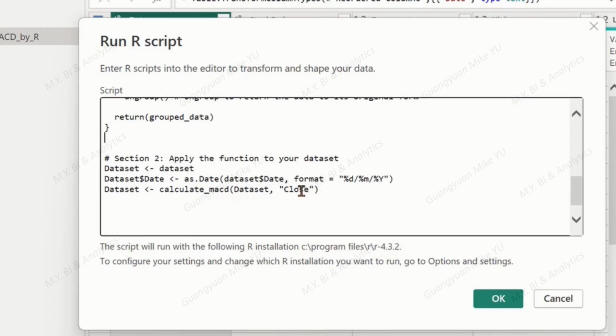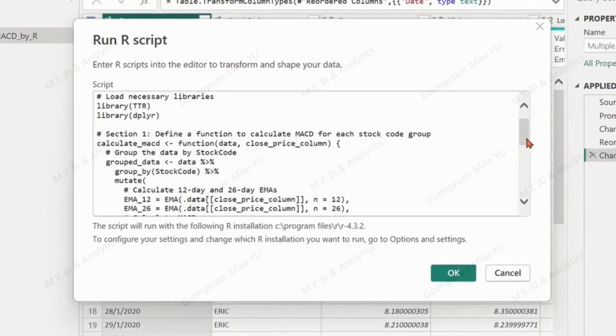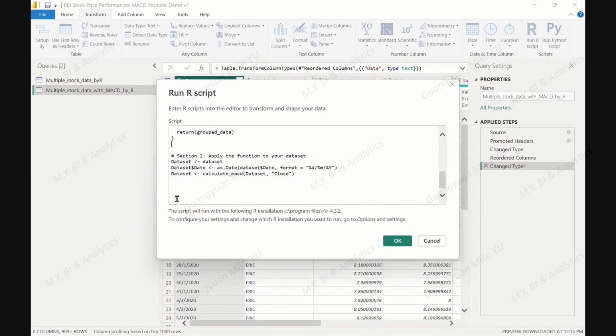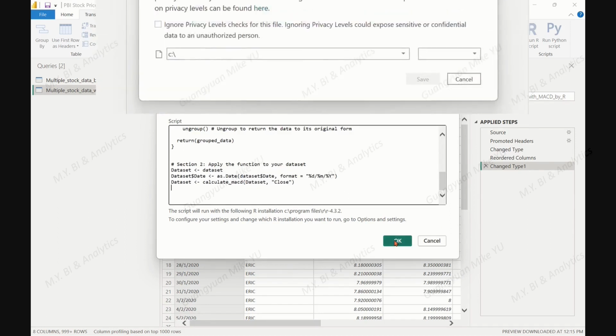Section 2. Apply the function to your dataset. Let's first take the Power Query dataset by the renamed variable dataset. Then convert the date column to the date format as day, month, and year. Then apply the just-created MACD calculation function to calculate the MACD indicators for each stock using the closing price column, and finally update the dataset. Now the R codes are ready, and let's run the script.